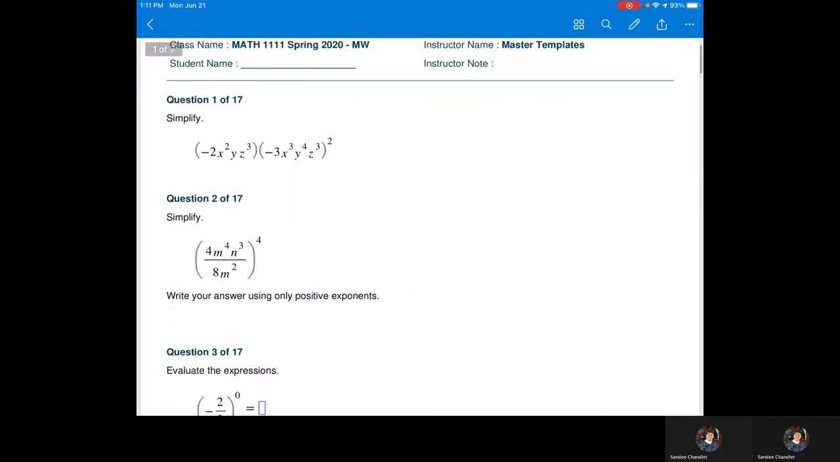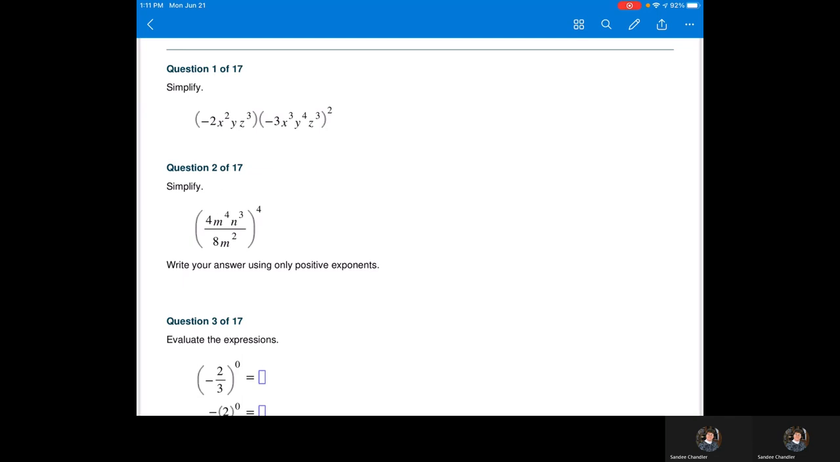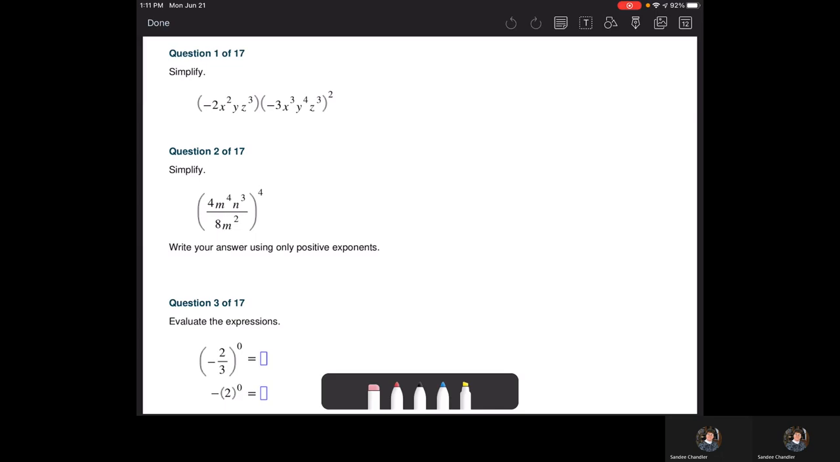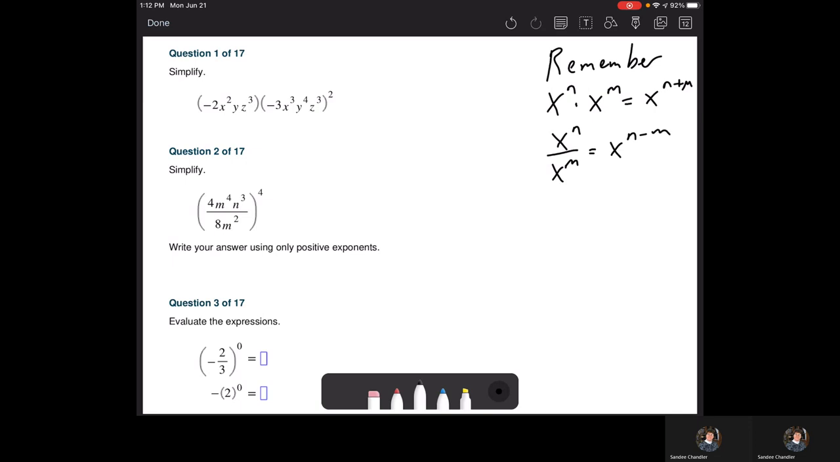Alright, so for homework one, there are 17 topics. And the first one we come up with here is to simplify. Now, I need to remember that when you add, you add your exponents. When you divide, you subtract your exponents. When you have a power raised to a power, you multiply your exponents. So that's what we've got to remember.